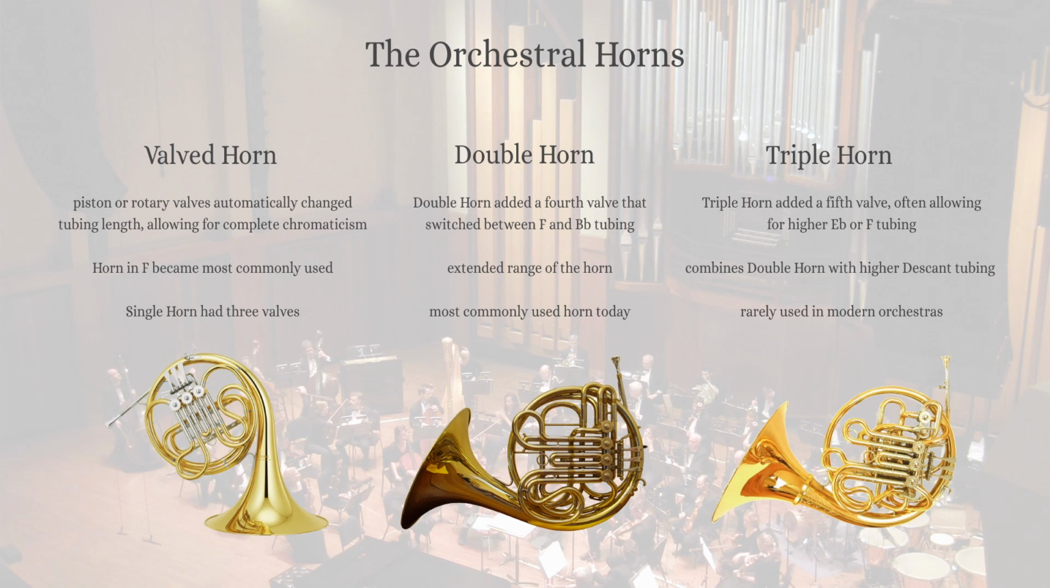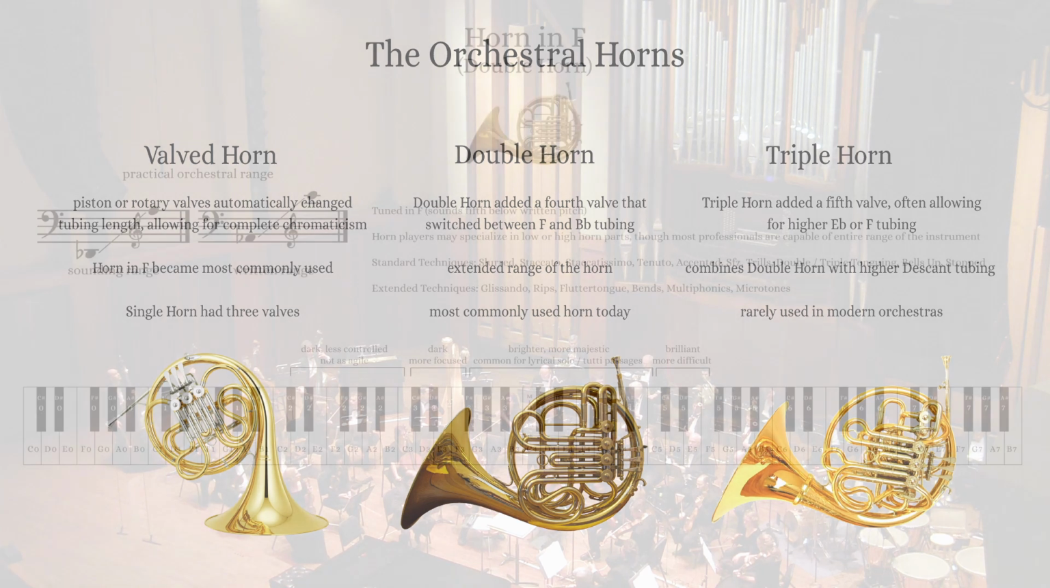And in fact, the modern horn in F is actually known as a double horn, as it contains the set of tubings for both F and B flat, which allows for a greater overall range. The double horn has a total of 4 valves, the fourth being a trigger valve that switches between F and B flat tubing. There are also descant horns which have an upper octave F or E flat tubing, and the triple horn, which has a 5th valve combining the descant horn and the double horn. Most horns use rotary valves, although some older horns use piston valves, and the Vienna horn is a unique type that uses double piston valves.